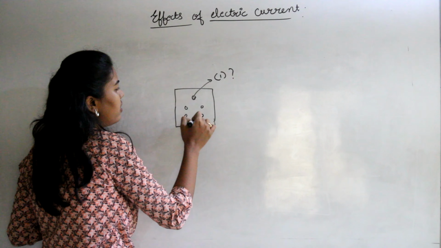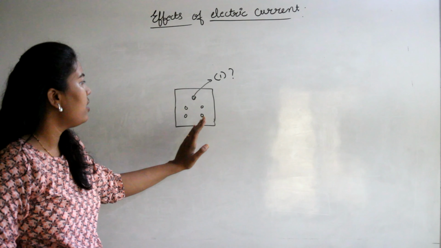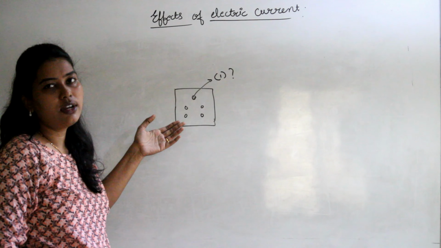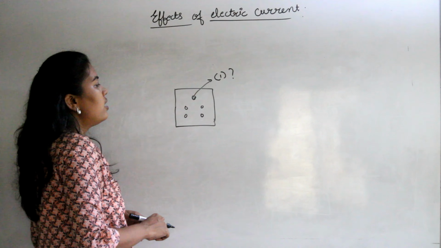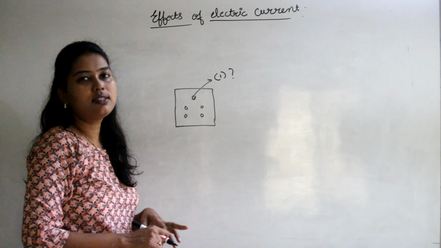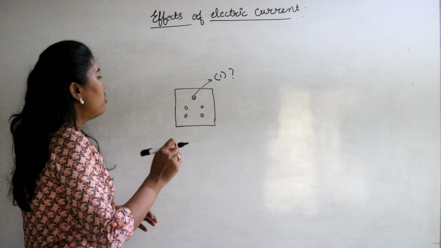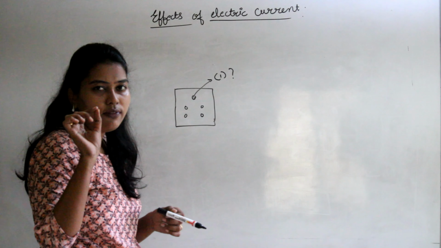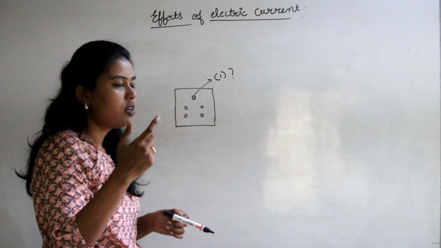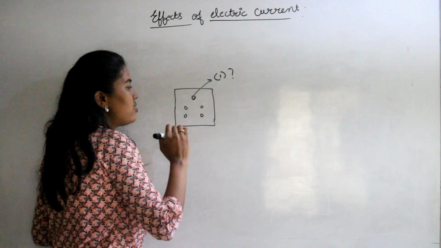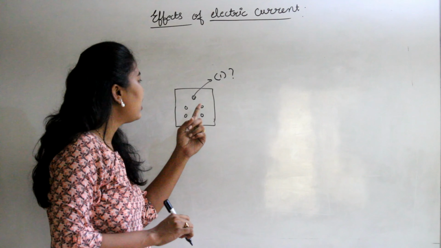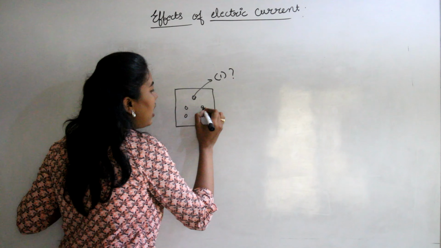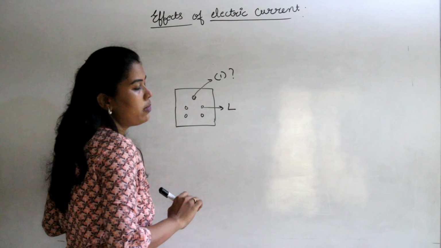Then how can you test which is the live thing and which is the neutral thing? How can you test that? You can test that simply by having a tester in your house. When you test through these holes, when the tester glows, that means that the current is present in that hole. That means that terminal is having the current, and we can say that is a live terminal.